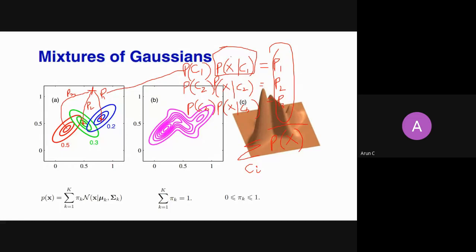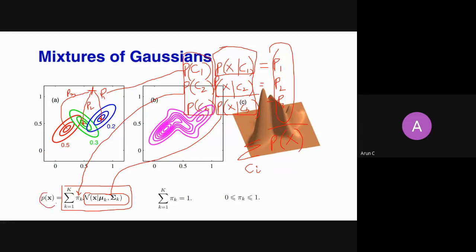So all these conditional probabilities, the probability of X given C1, X given C2, and so on, are Gaussian probabilities. And the probability of seeing C1, C2, C3 is the prior probability of seeing the cluster, which we call pi1, pi2, and pi3. If you sum over all clusters, you will get the probability of seeing X.